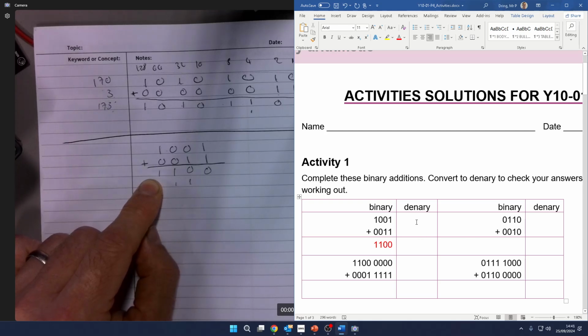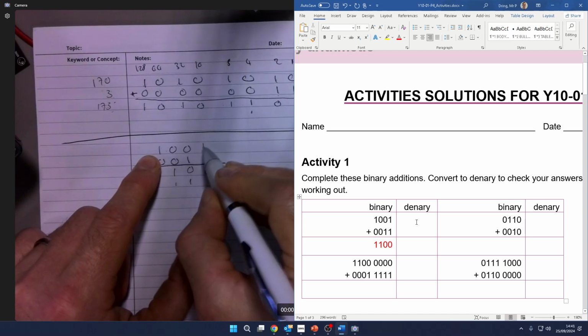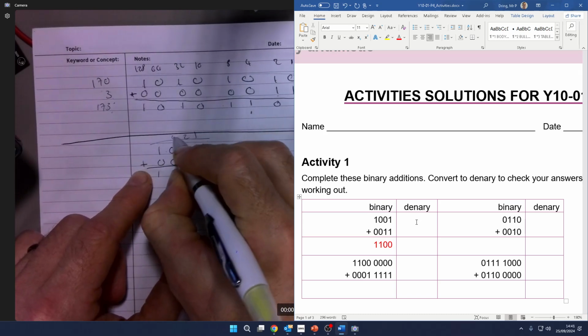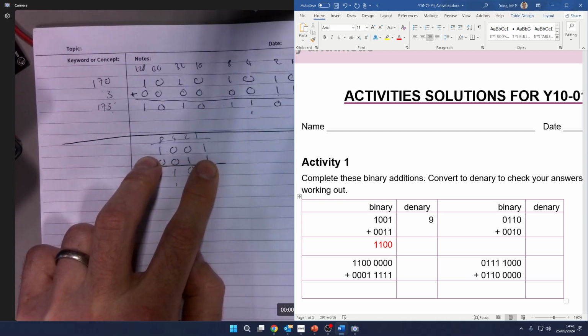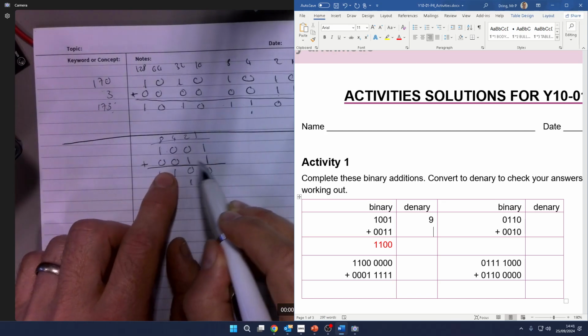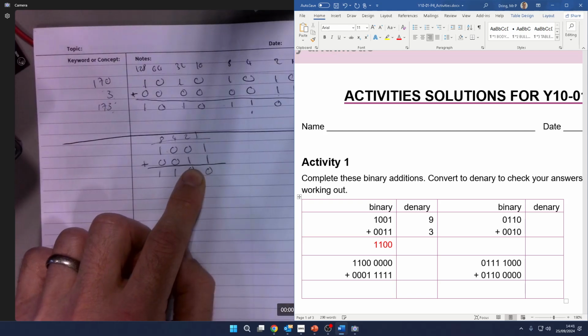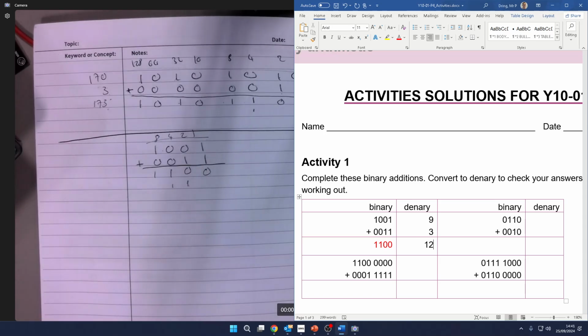Then we'll check. What is 1, 0, 0, 1? 1, 2, 4, and 8. It's 8 plus 1, which is 9. Okay? What is 0, 0, 1, 1? It's 3. What is 9 plus 3? It's 12. Is that the same as 8 plus 4? Yes, it is. They're both equal to 12, so we've got it right. All right, I've done 1. You've got 3 more. Off you go.